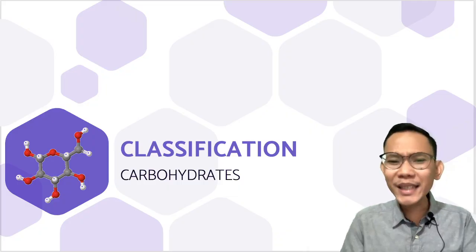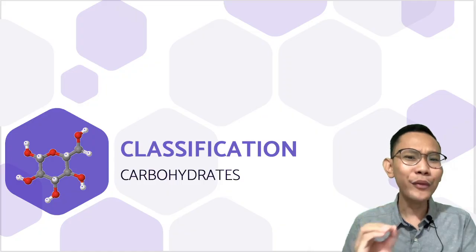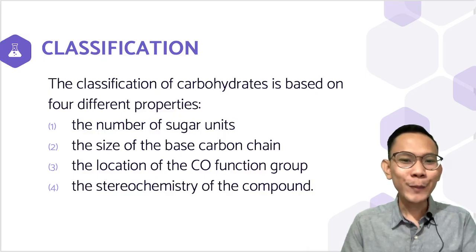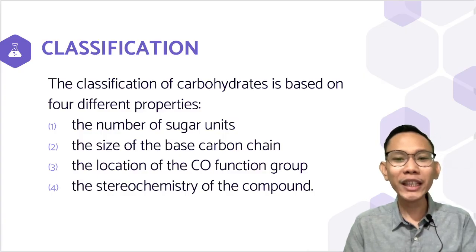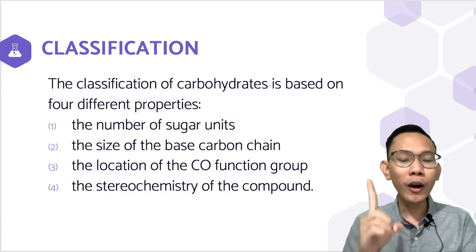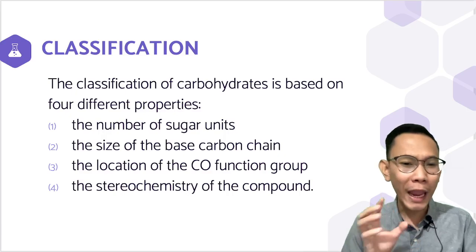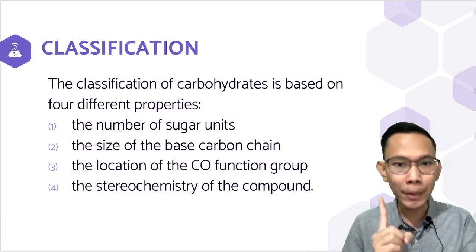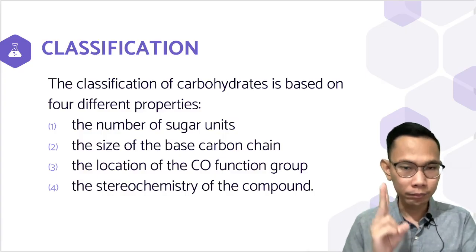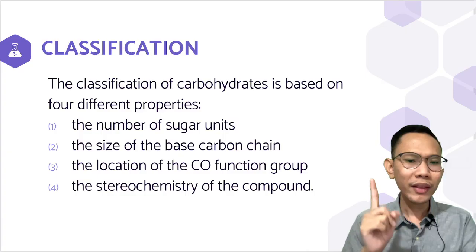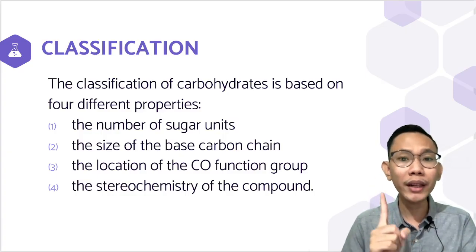So now let's classify your carbohydrates. I know you already have an idea on how to properly classify your carbohydrates. In terms of classifying your carbohydrates, it is based on 4 different properties. What are these properties? Number 1, the number of sugar units. I am referring to ilang sugar molecule ang present for that particular compound. Isang sugar unit lang ba? Dalawang sugar unit, tatlo, apat, or even more than 10. So that's the basic classification of carbohydrates that we know.